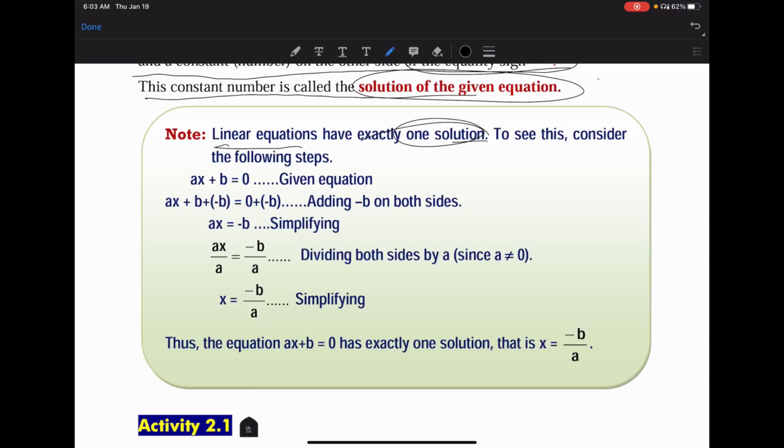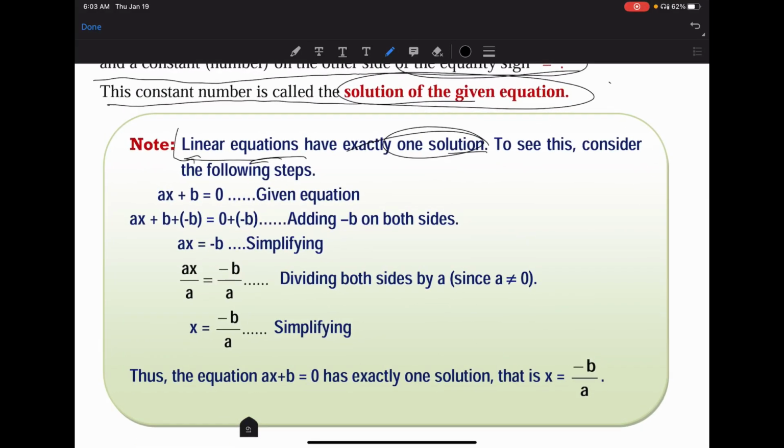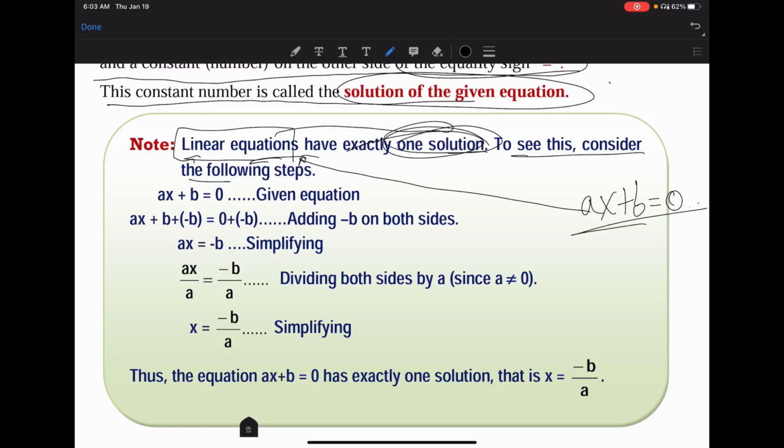Okay, in the future you will see equations that don't have only one solution; some have 3 or 4, and some even have infinite solutions. But for now, for linear equations, don't forget linear equations are those that we can write in the form ax plus b is equals to 0. They have exactly one solution. To see this, consider the following steps.